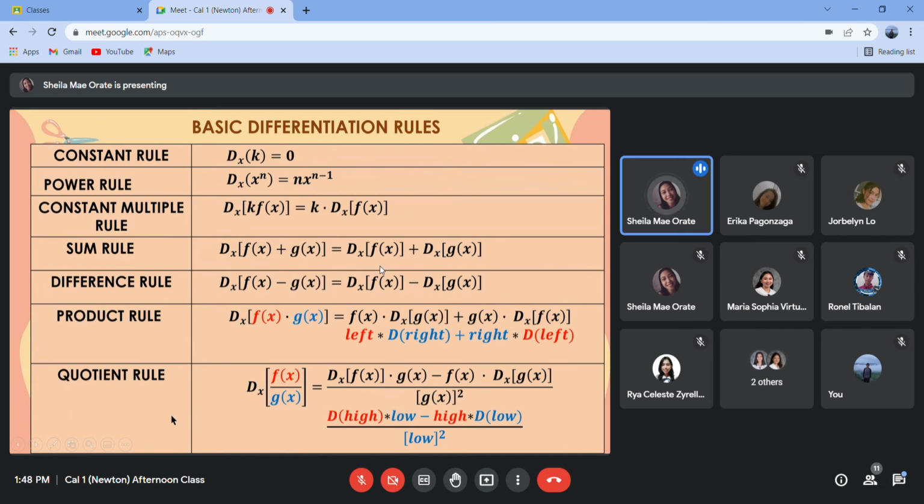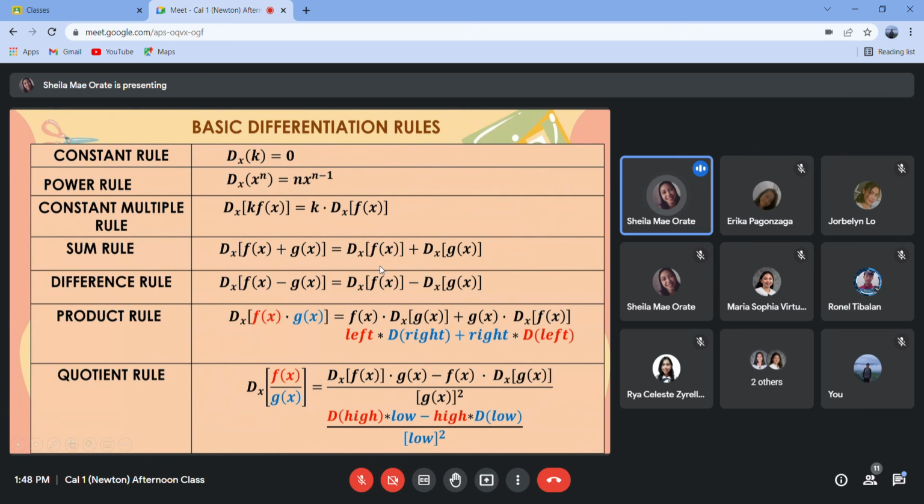Sa quotient rule po, naa pod tay technique para mas dali po nato mahinumduman ang iyahang formula. We have d high low minus high d low all over low squared. High, this is our f of x. Low, this is our g of x. Okay? We have d high low minus high d low over low squared.